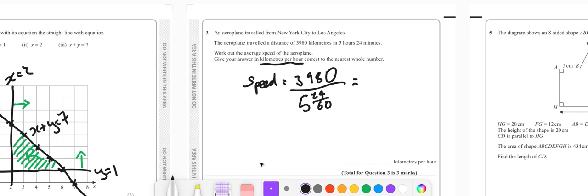So 3980 divided by that is 737.037. So to the nearest whole number, that is 737.